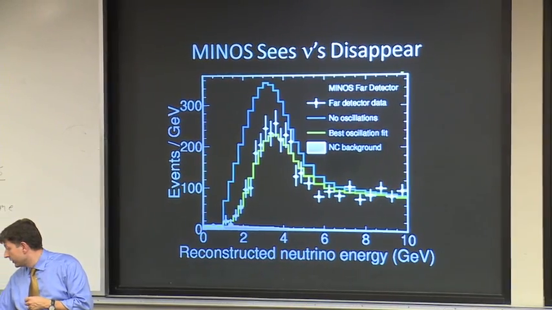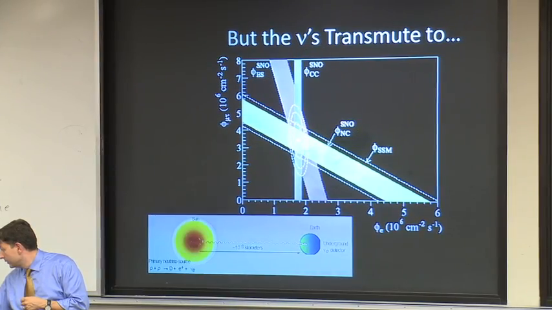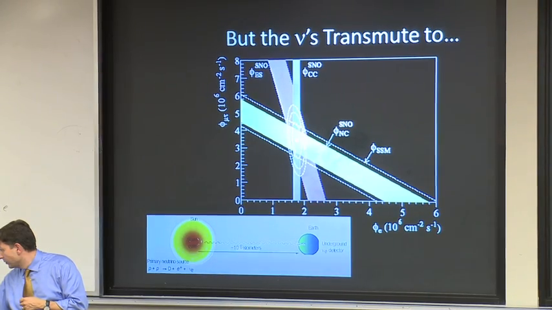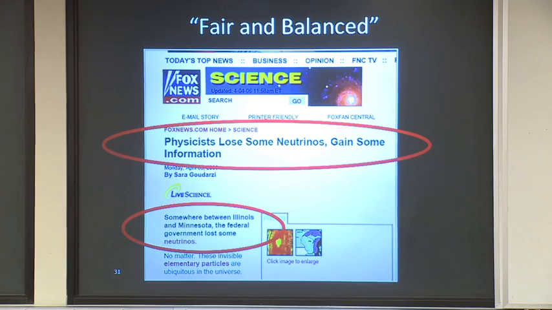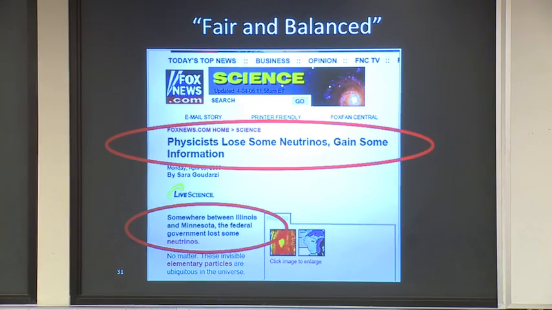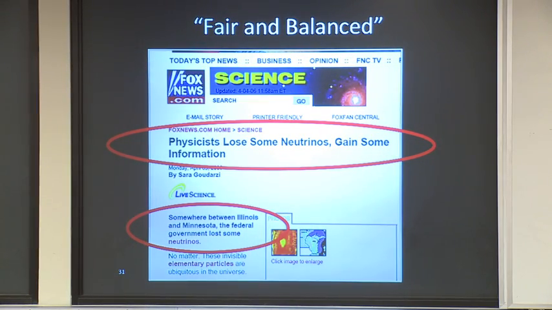And there have been furthermore experiments. Oh, I have to show this quote. Yeah, that's the one. The one news station in the United States that carried a story about our neutrino experiment said, physicists lose some neutrinos, gain some information. Somewhere between Illinois and Minnesota, the federal government lost some neutrinos. This makes it sound like floppy disks from Los Alamos, doesn't it?